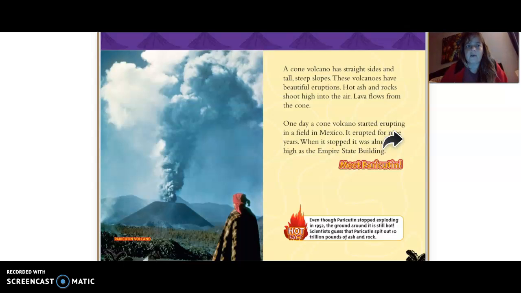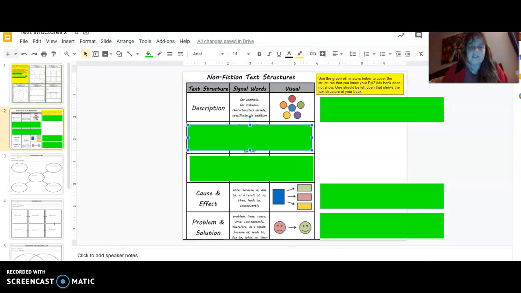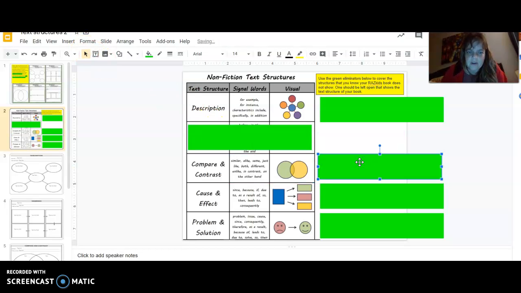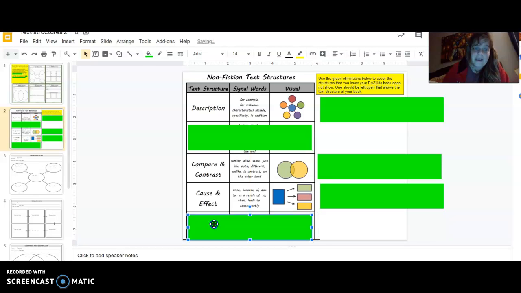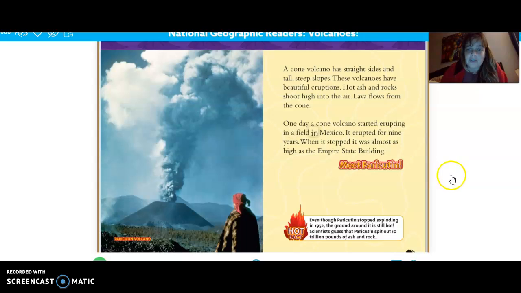A cone volcano. Okay. So it looks like they're comparing volcanoes to each other. So when I come back to the text structures, man, I already eliminated that one. All right, I think I might need to pull that one back over because I'm seeing compare and contrast. Not so much problem solution though, so I'm going to cover that one up for now. And again, we've talked about how there can be more than one text structure.